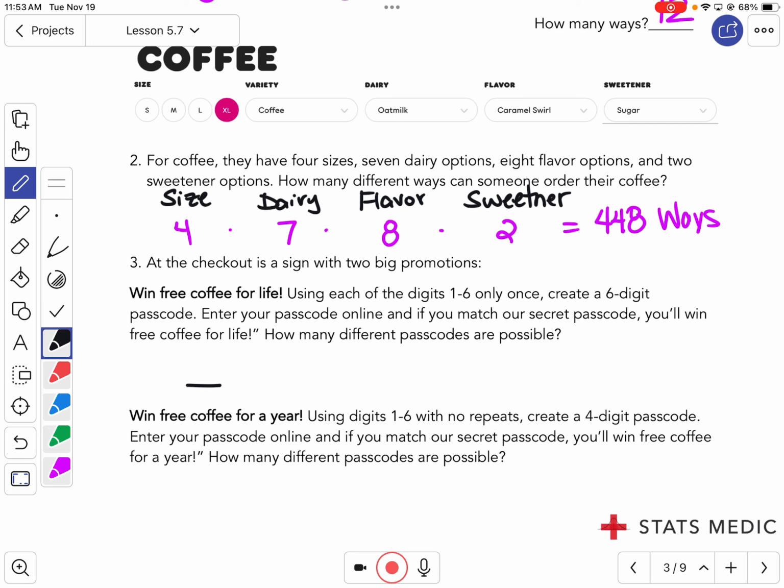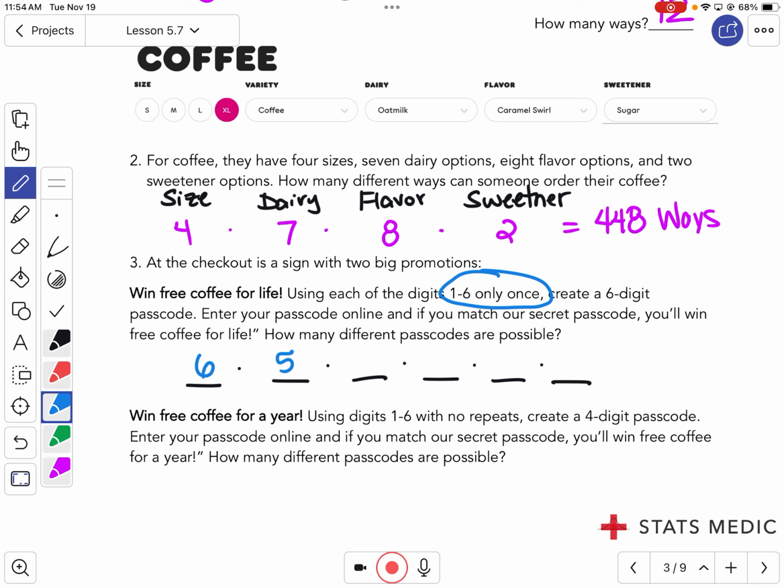6. Okay, so each blank is going to represent one of my digits, and we know we'll multiply. Now it says using each of the numbers 1 through 6 only once. So can any of our numbers repeat? No. Okay, so let's talk about the first spot. When I go to pick a number for the first spot, how many numbers do I have to choose from? 6.